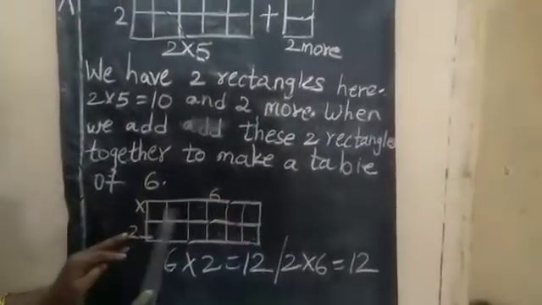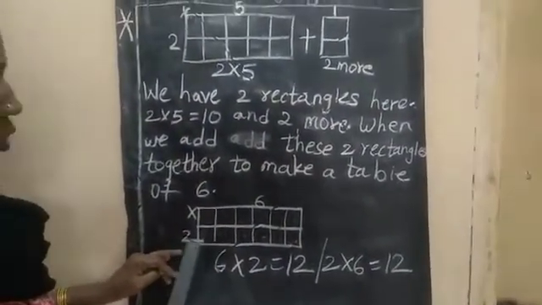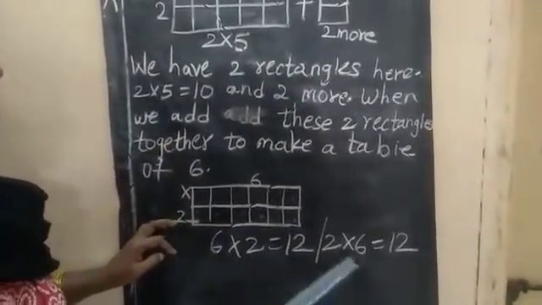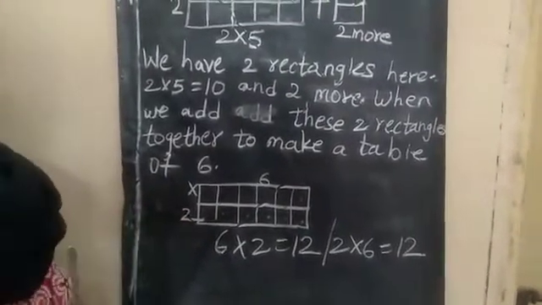So 2 more means total how many, children? 6. So 2 rows, so 6 into 2. 6 twos are 12 or 2 sixes are 12. So 2 rows into 6. So 2 sixes are 12.